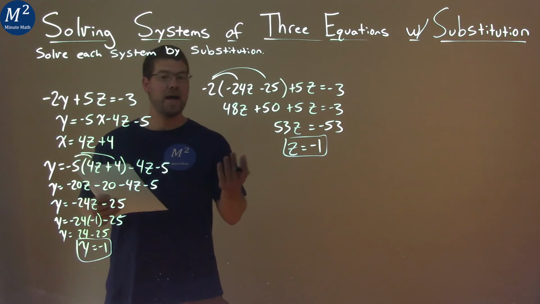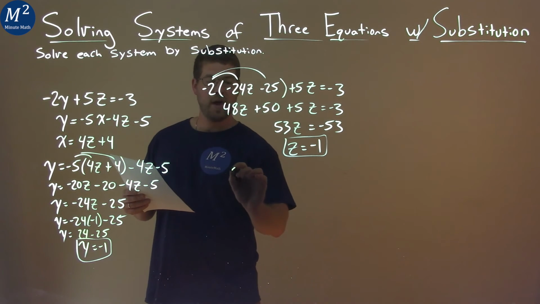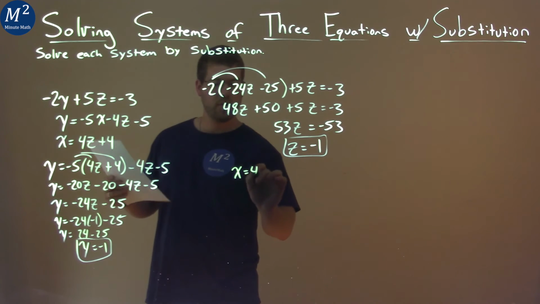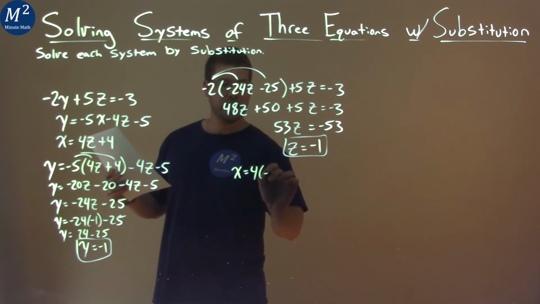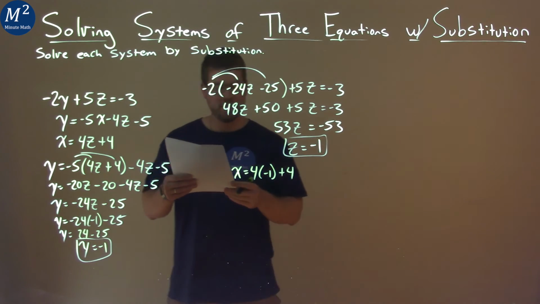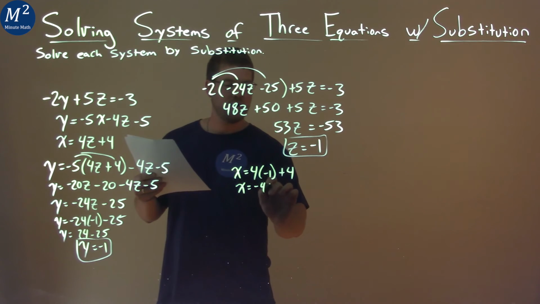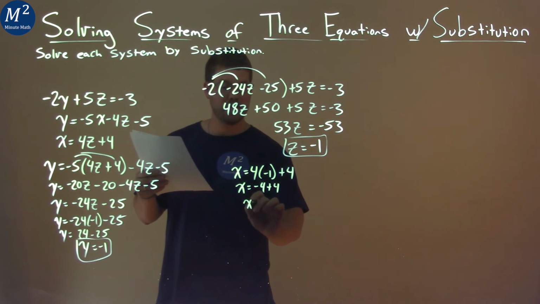So now we have to find x. Well, luckily we have x already in terms of z. So we have x equals 4 times z, which is negative 1, plus 4 here. And now, pretty easy to solve. 4 times negative 1 is negative 4, plus 4. Negative 4 plus 4 is 0. Not times, plus is 0.